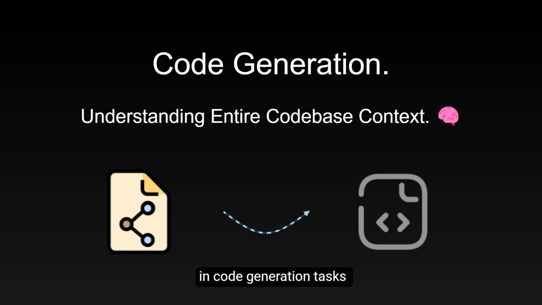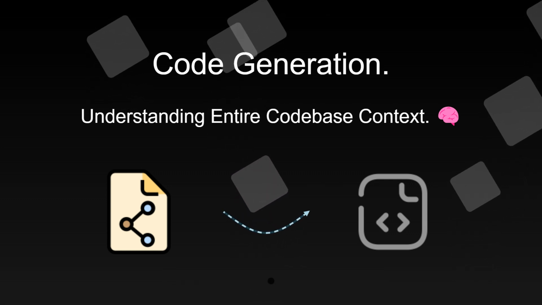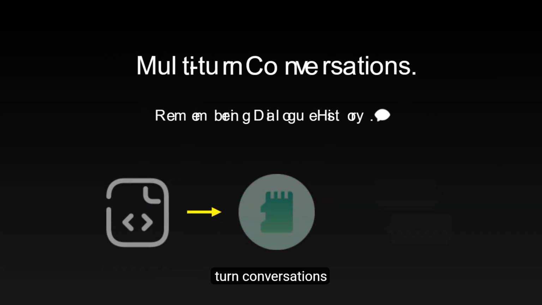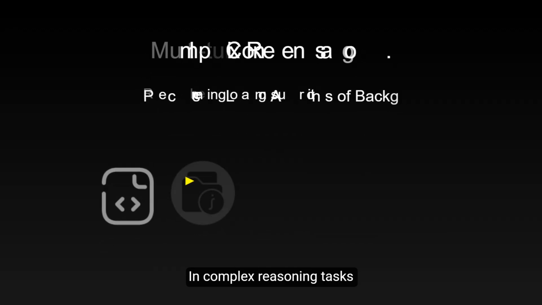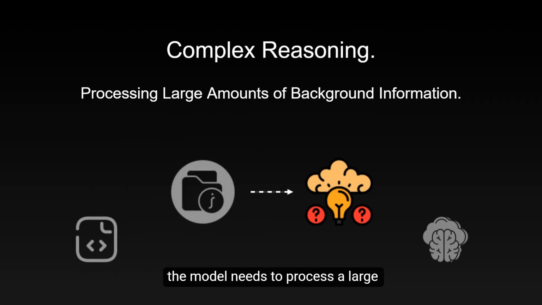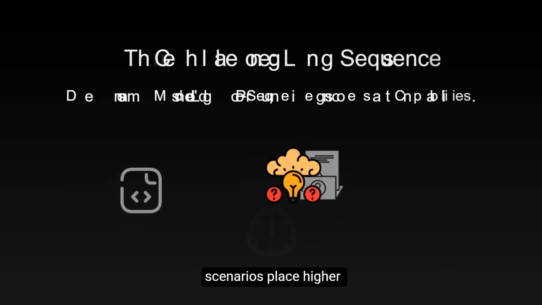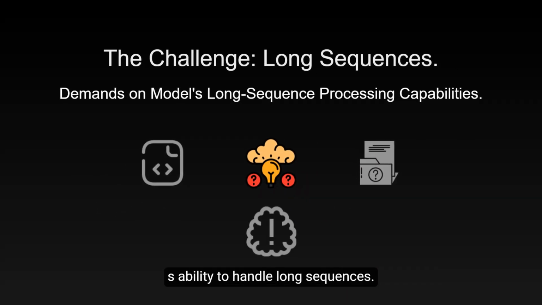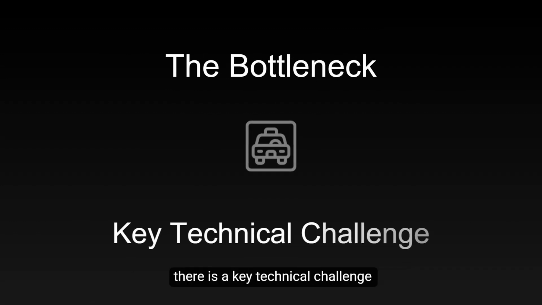In code generation tasks, the model needs to understand the context of the entire codebase. In multi-turn conversations, the model must remember previous dialogue history. In complex reasoning tasks, the model needs to process a large amount of background information. These scenarios place higher demands on the model's ability to handle long sequences. However, there is a key technical challenge here.